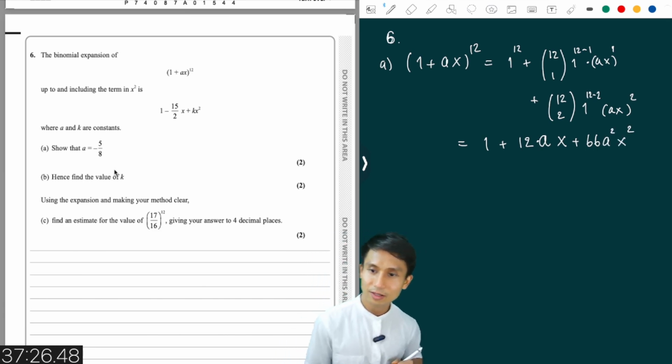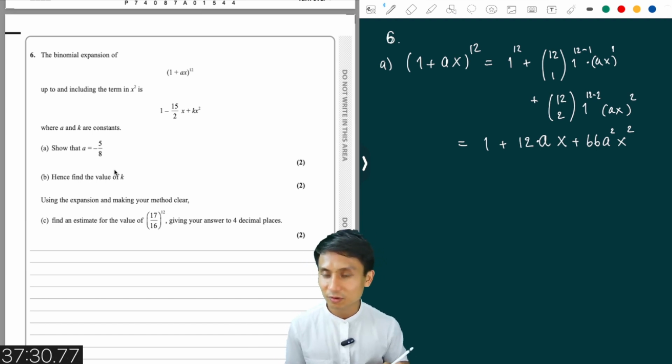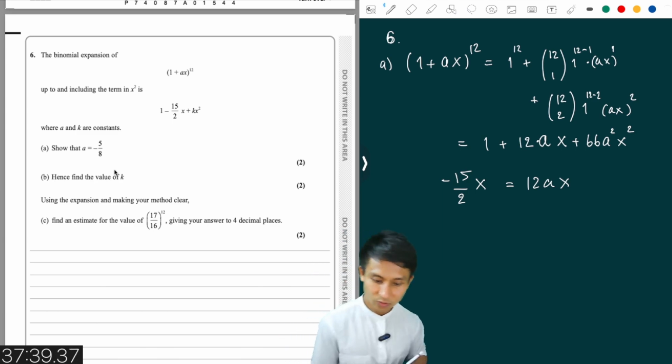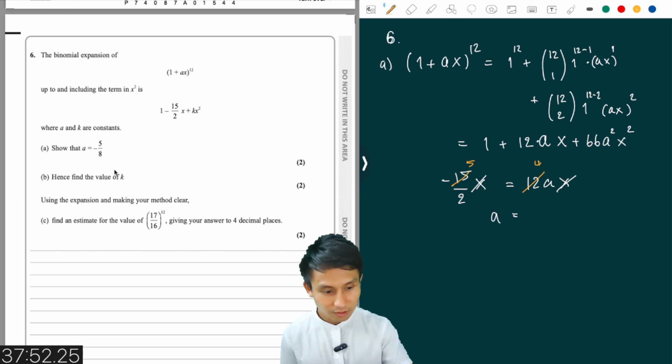That's it. So we need to show that a equals minus 5 over 8. Well, they've given us that minus 15 over 2x is the same as 12ax. So we can equate the equation there and solve. If I use 3 to cut here, I get that. So if we solve for a, we would get minus 5 over 8 as required.